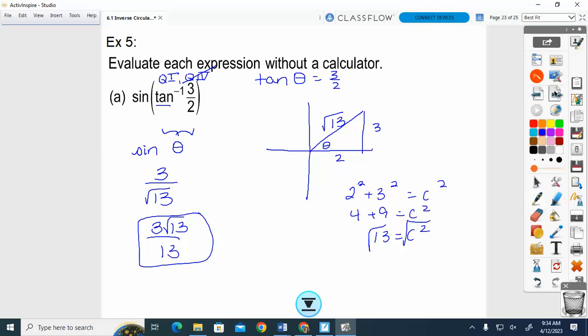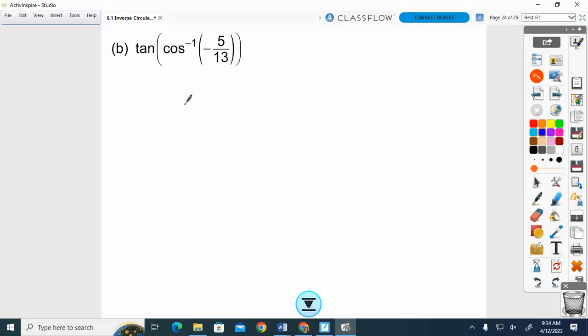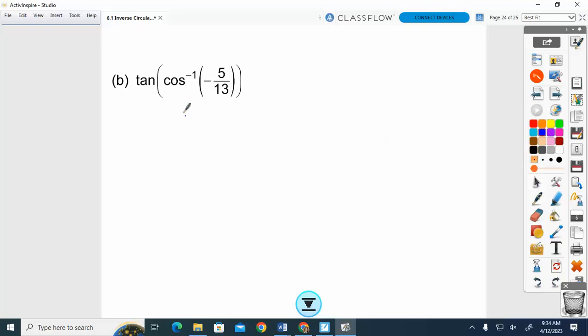Last problem. Same thing. When I see cosine inverse, what quadrants can that be in? 1 or 2. Which one is it in? 2, because it's negative. So this is cosine inverse of negative 5 over 13. I don't know when cosine is negative 5 over 13, but I know that's just giving me an angle, and my goal is to find tangent of that angle. So we can draw a triangle.